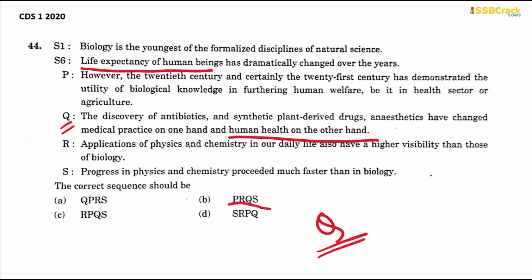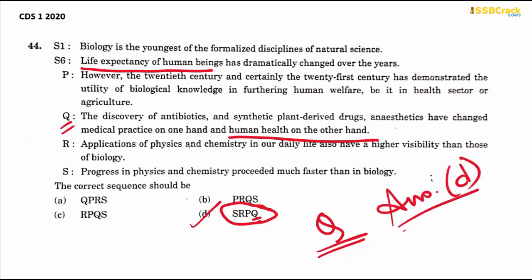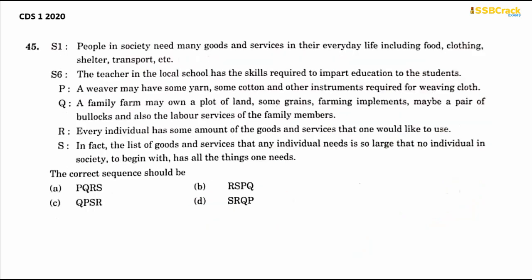There is only one option, SRPQ, option D, ending with sequence Q. That is your answer. Answer is option D. You can just match the sequences, the combinations, and you will see how they are logically connecting, right? Next is the next sentence.